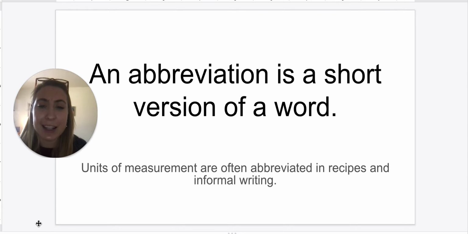So again, these units of measurement are often abbreviated in recipes, just like we went over yesterday. So if you have a cookbook at home, you could look inside and see if you can see abbreviations in there, and also in informal writing. So we're going to go over the words that we are going to practice abbreviating today.